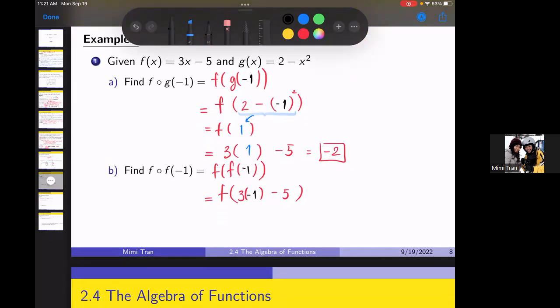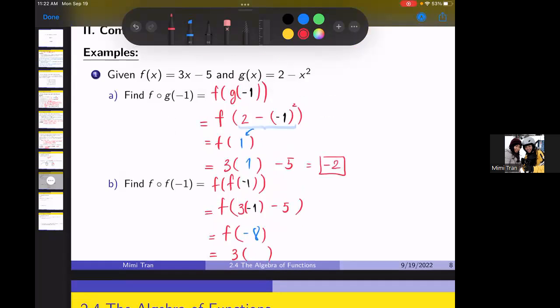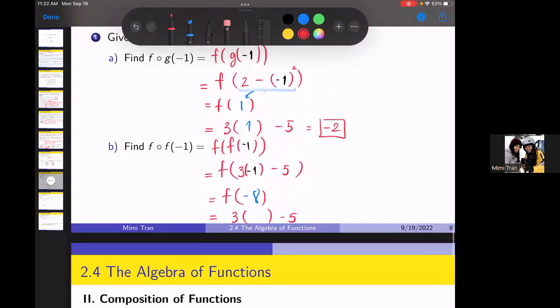So you gotta write on the first one. So f of negative 8, though, you're not done there. Yeah, f of negative 8. And then what do you do with a negative 8? Yeah, plug it back in the f again. What you got at the end? Negative 24, negative 5, negative 29.